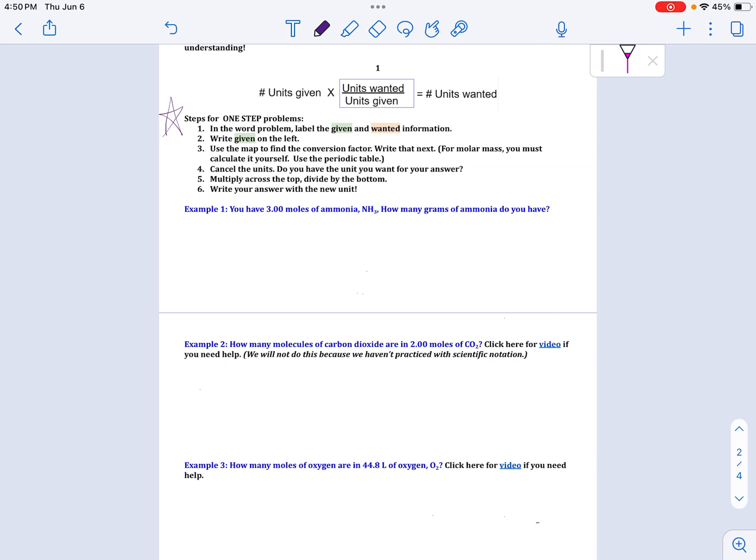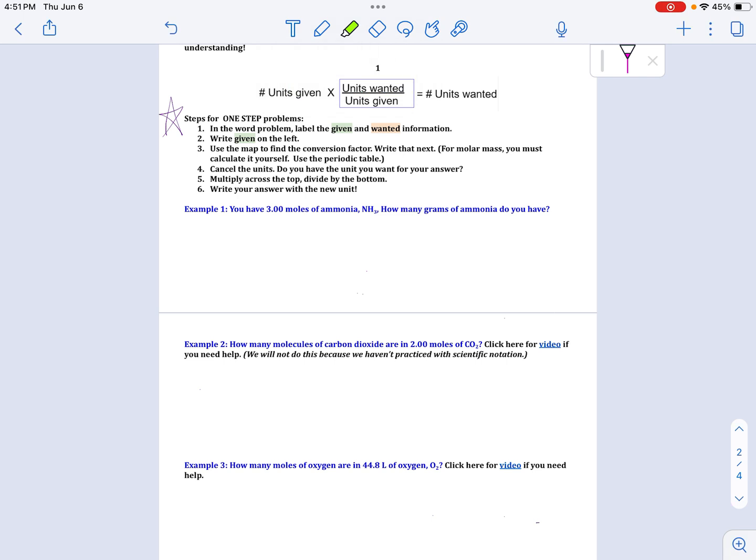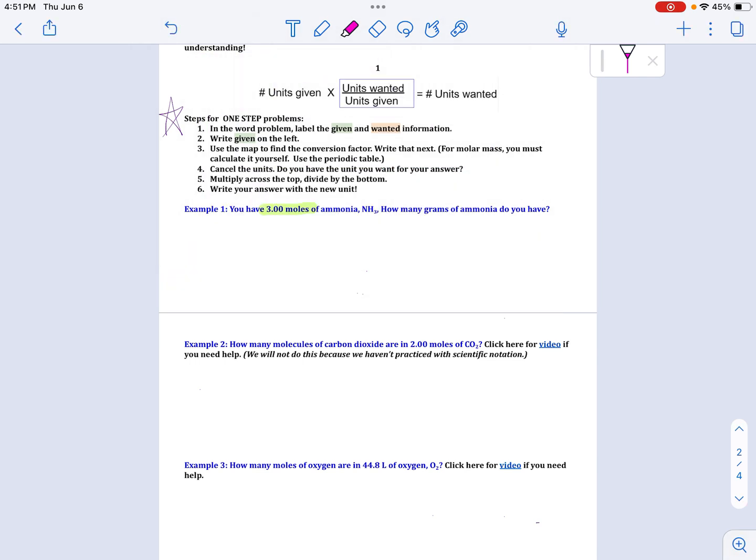You have 3 moles of ammonia, NH3. How many grams of ammonia do you have? I'm going to take a green highlighter for the given. So the given is always the one that has a number, and you want to think about the number and the unit. And then I'm going to use pink for the wanted, and it says how many grams. So that is what we want to know.